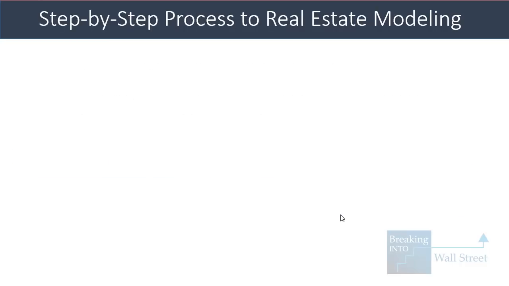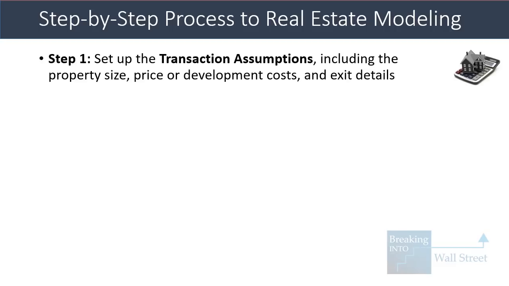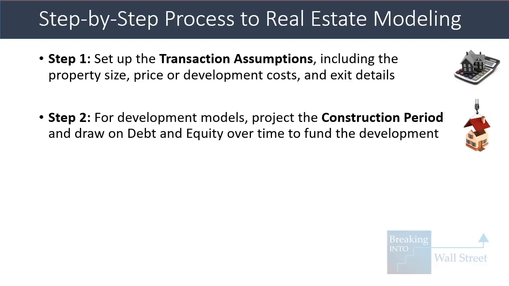So that's a bit about the types of properties, deals, and models. Let's now look at the step-by-step process to real estate financial modeling. First off, you have to start by setting up your transaction assumptions. You have to specify the property size, the price if it's an acquisition, or the development costs if it's a development model, and then the exit details such as how much you're going to sell it for and how long you're going to hold on to it. If it's a development model, you'll have to project the construction period and then draw on debt and equity over time to fund the development.